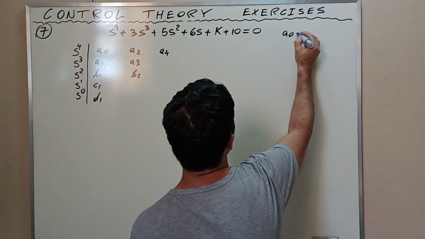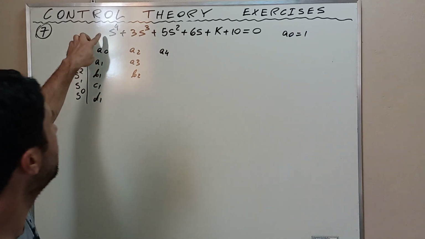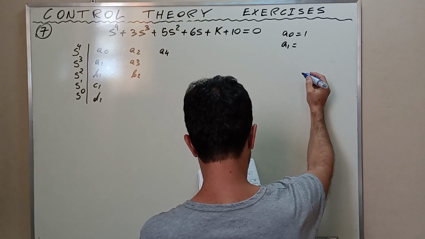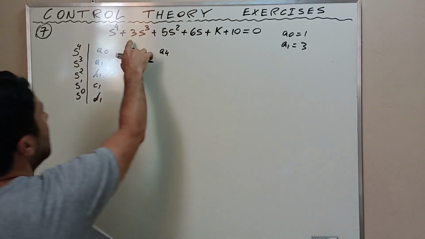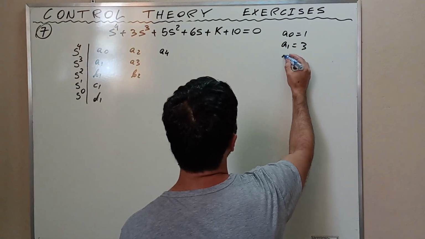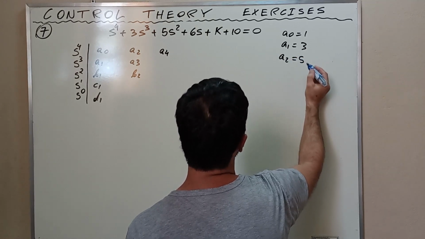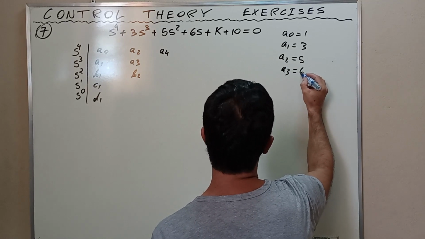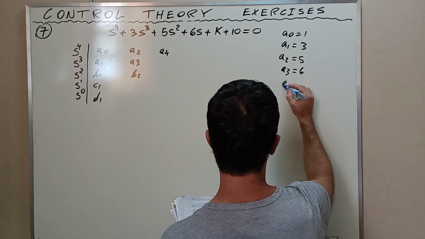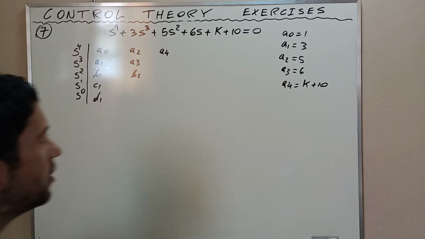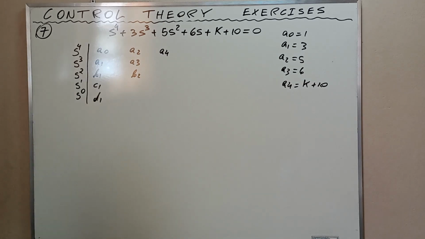Observe that A0 is equal to 1, alright? A1 is equal to 3, okay? How about A2? A2 is equal to 5, okay? A3 is equal to 6, and A4 is equal to K plus 10. Okay, my friends? Alright, this is how we use Routh's array.